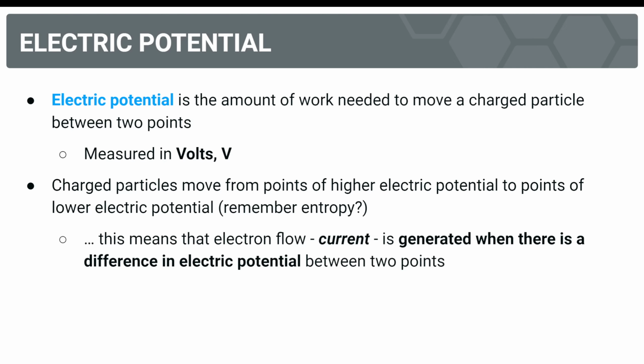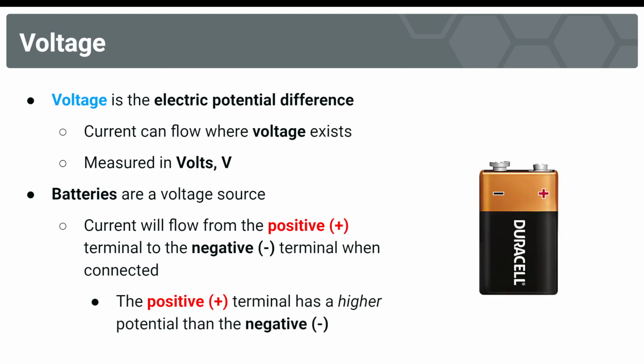And this means that electron flow or current is generated when there is a difference in electric potential between 2 points, when there is a point of higher electric potential and a point of lower electric potential. All right, building up here. Now we've got voltage, not to be confused with volts.